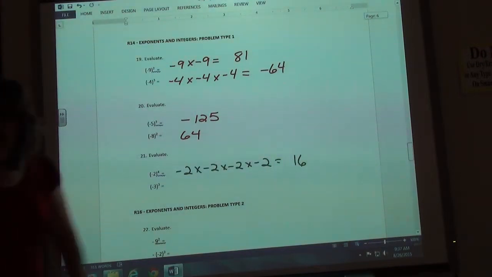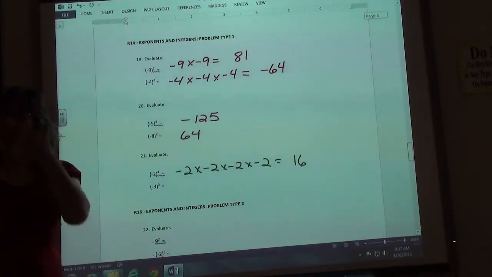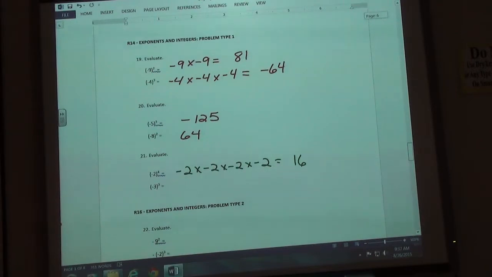Yeah. Yes, you could. She's throwing her calculator on the floor. It's not even going to work.